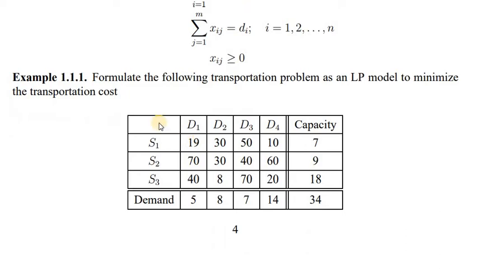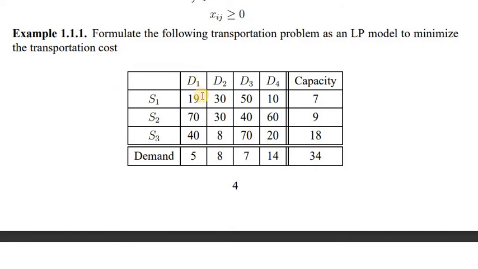Let us formulate the following transportation problem. S1 to D1 takes a cost of 19 per unit, S1 to D2 about 30 per unit, etc. D1 has a demand of 5, D2 has a demand of 8, D3 has a demand of 7, D4 has a demand of 14, and the total sum is 34. S1 has a capacity of 7, S2 has a capacity of 9, and S3 has a capacity of 18. The total is 34 again. Hence this is a balanced problem.